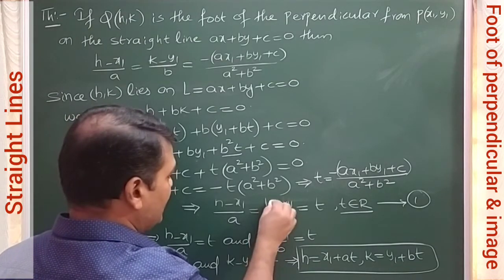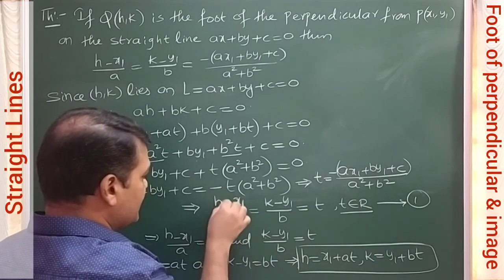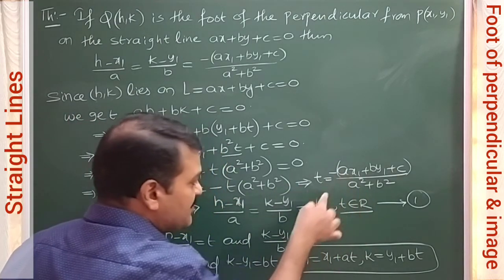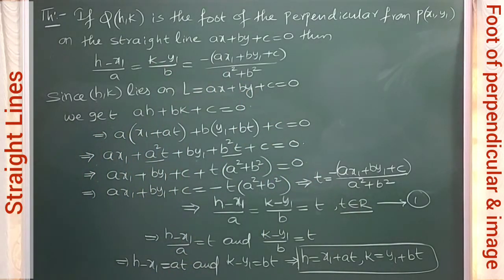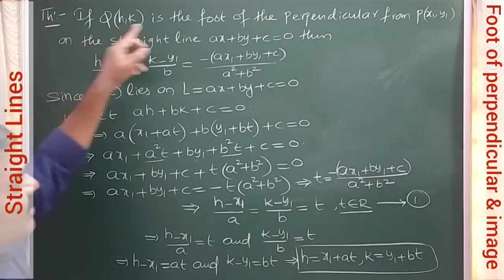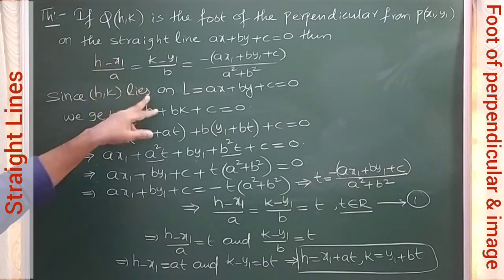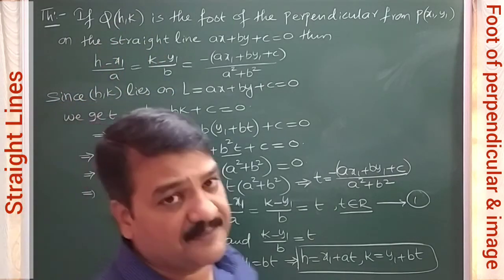Okay, so this t value, whatever we got now, we can substitute in this equation 1. So in this equation 1, substitute t. That is what we have to prove. This completes the proof of foot of perpendicular from a point x1 comma y1 drawn onto this line. So using this formula we can find h comma k, which is actually the foot of the perpendicular.